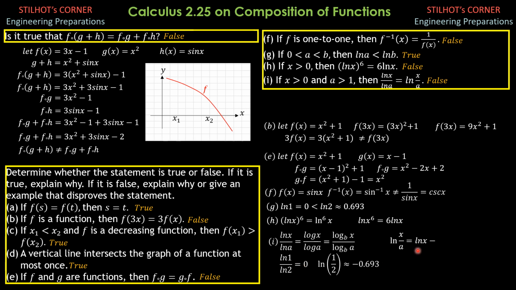Another proof is that ln of x over a is ln of x minus ln of a. So for example, x is 1 and a is 2, so ln of 1, which is 0, minus ln of 2, which is 0.693. That's why it is negative 0.693.